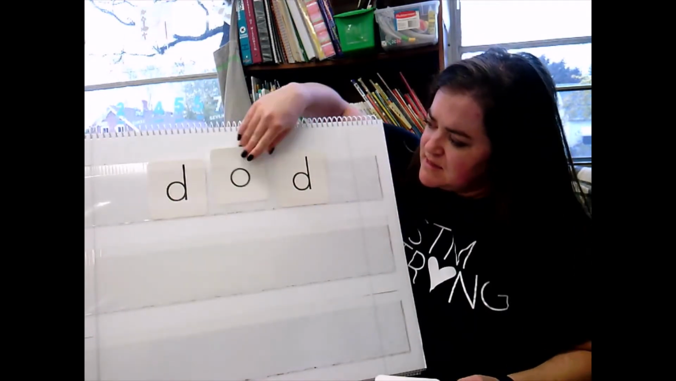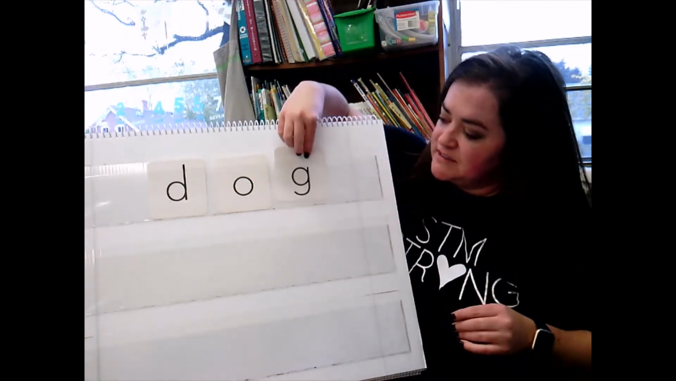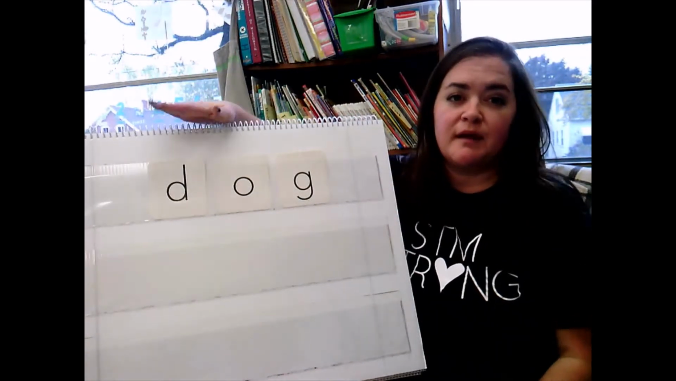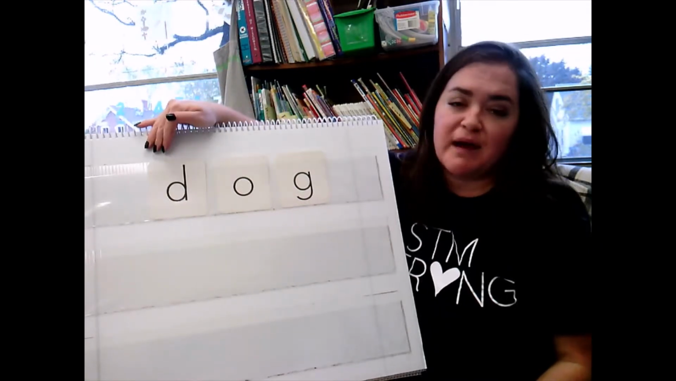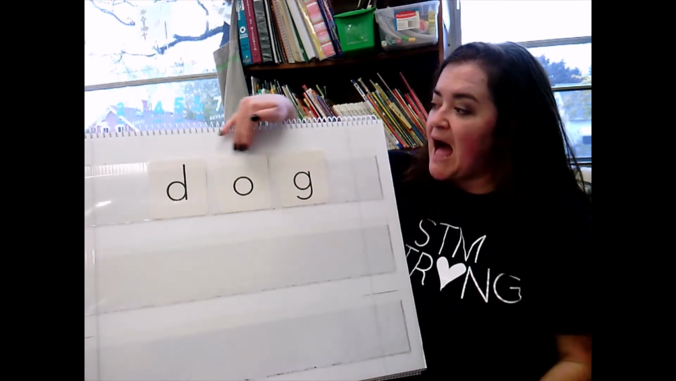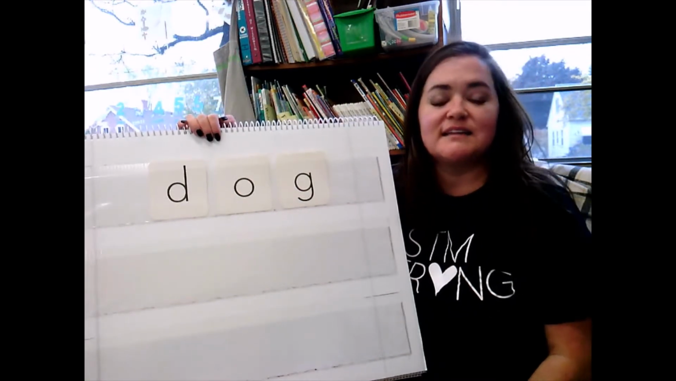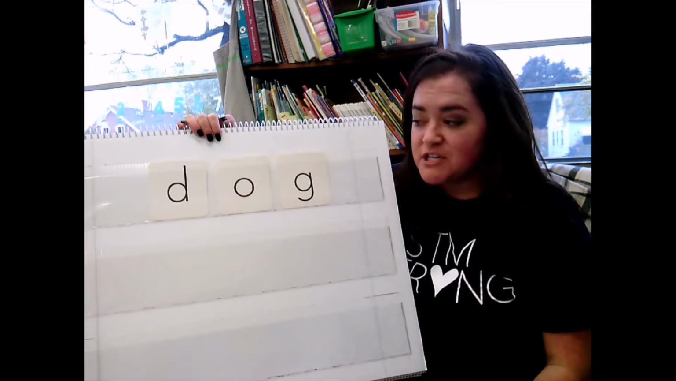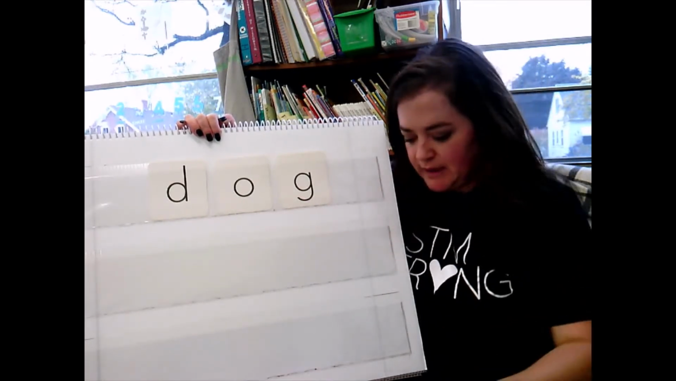D. G. Chop this new word with me. D. G. Let's blend it back together. Dog. This is the word dog, like woof, woof. I'm gonna change one letter in the word dog, and we're gonna see what new word we get.